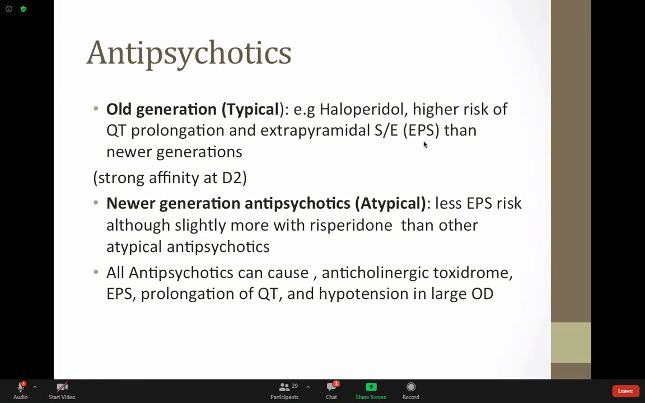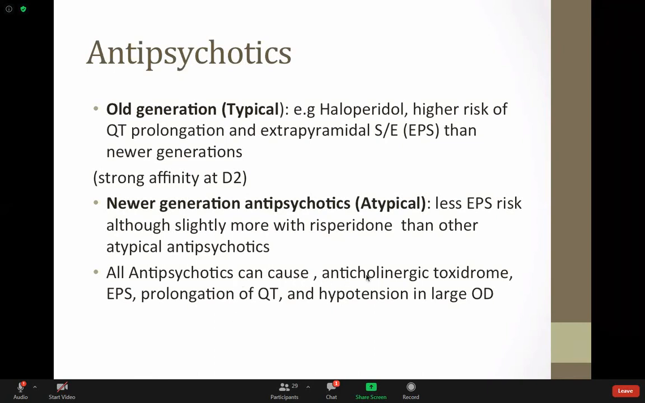So extrapyramidal side effects. Newer generation antipsychotics, the atypical antipsychotics, have less extrapyramidal side effects because they have less affinity to D2 receptors, except risperidone. Risperidone actually is close to the old antipsychotics in terms of extrapyramidal side effects. I've seen so many extrapyramidal side effects from risperidone. Anyway, the treatment of extrapyramidal side effects is easy. You give them anticholinergic drugs like diphenhydramine or benzotropine. We'll talk about it later.